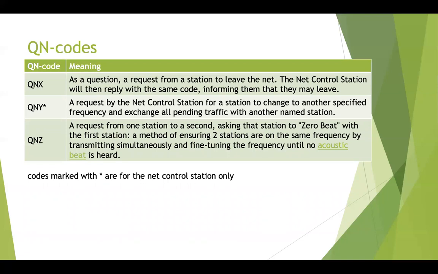And QNZ would be a request for one station to ask another station to zero beat with the first station. So they want to transmit simultaneously to be able to fine tune what frequency they're on until they're on the same frequency. That's kind of a complicated one to think about, and that's something that only works on HF or on AM or single sideband, where two stations can transmit at the same time and still receive at the same time. So basically it's trying to help two stations get on the exact same frequency.